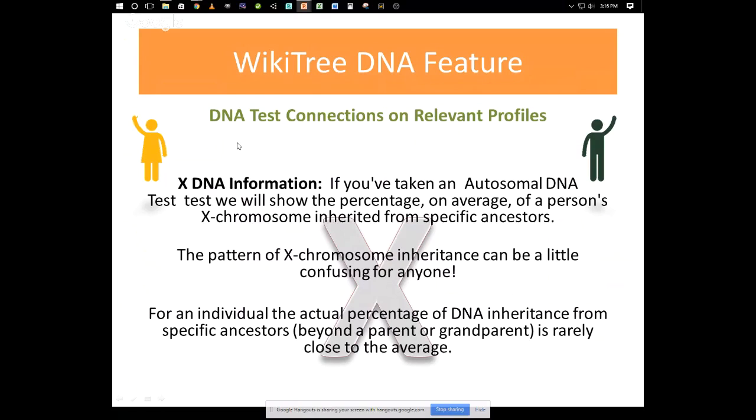DNA test connections on relevant profiles, X-DNA information, which is tricky. If you have taken an autosomal DNA test, we will show the percentage on average of a person's X chromosome inherited from specific ancestors. Now, the pattern of X chromosome inheritance can be a little bit confusing for everyone. For an individual, the actual percentage of DNA inheritance from specific ancestors beyond parents or grandparents is rarely close to the average. So this is just an average view of that.